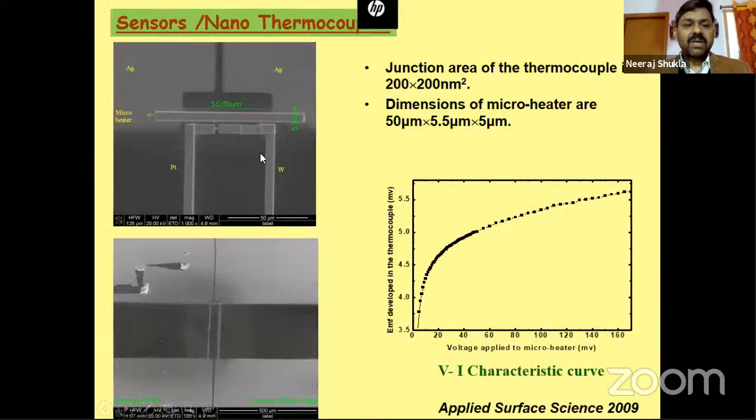There are some sensors. I made temperature sensors using FIB platinum tungsten beacon deposit. This is the junction, and in the upper wire you flow a current. It will heat up and it will sense, and this is the curve of the voltage applied to the micro heater. The top wire is 55 micrometer. This is the wire on which we pass a current, and this is platinum tungsten. We have calculated the Seebeck coefficient, and that was published in Applied Surface Science.